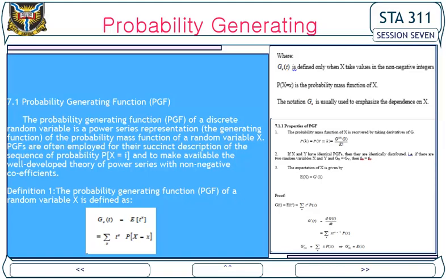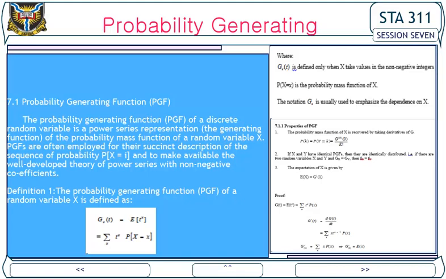Definition 1. The probability generating function (PGF) of a random variable X is defined as G_X(t) = E[t^X] = summation of t^x P(X = x), where G_X(t) is defined only when X takes values in the non-negative integers. P(X = x) is the probability mass function of X. The notation G_X is usually used to emphasize the dependence on X.